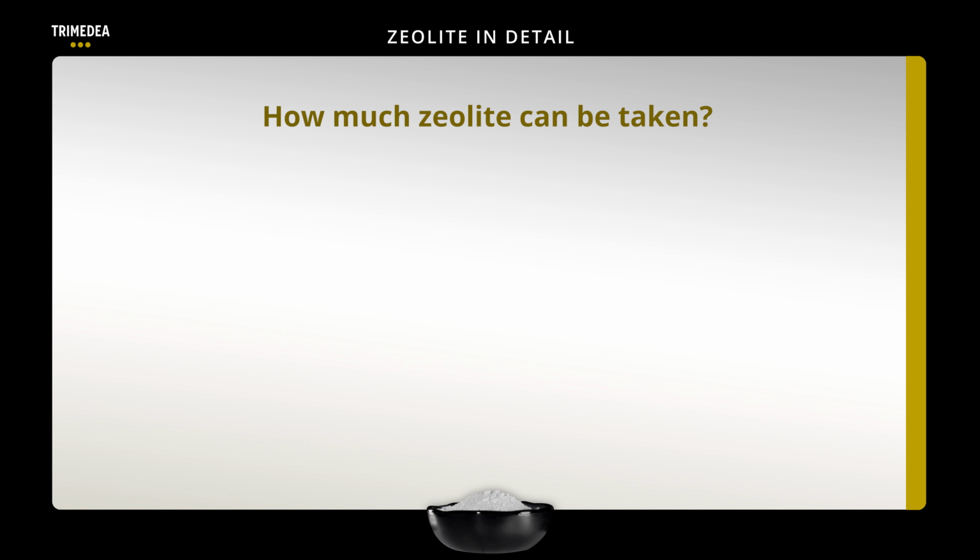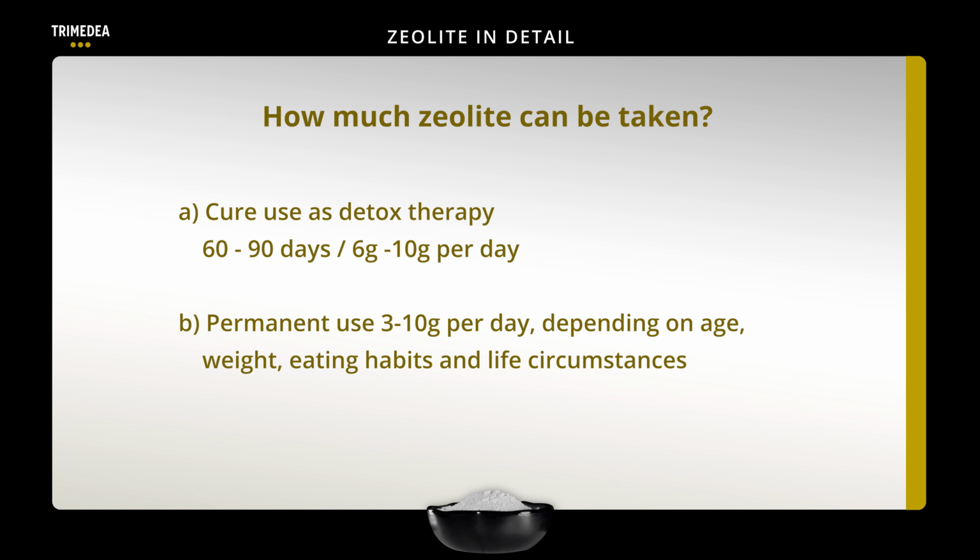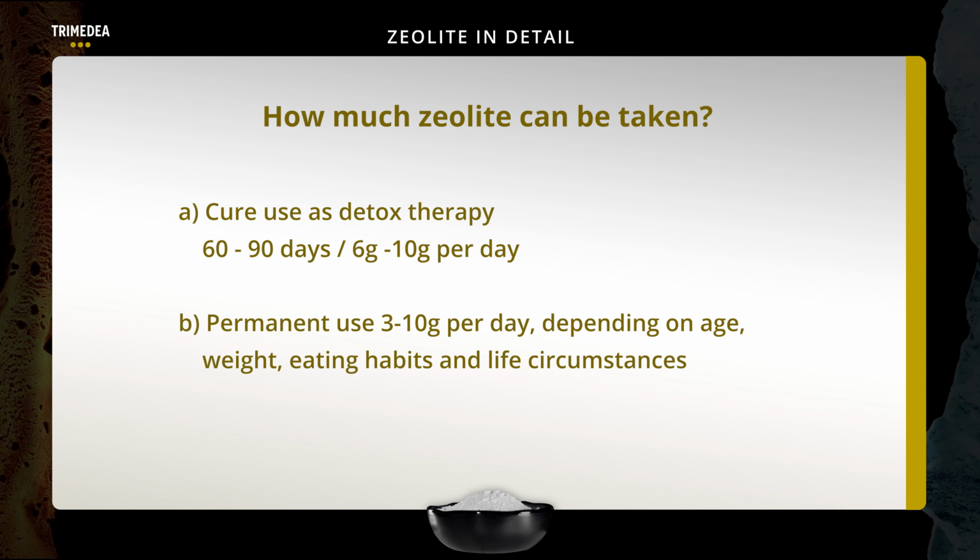How much zeolite can you take? When used as a detox cure, you can take zeolite over a period of 60 to 90 days at a dosage of 6 grams to 10 grams per day. For permanent use, you can take 3 to 10 grams per day, depending on age, weight, dietary habits, and living conditions.